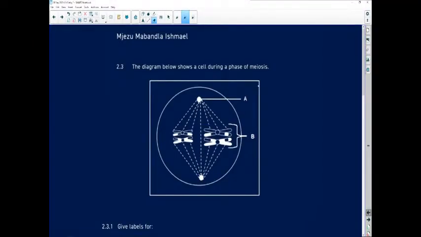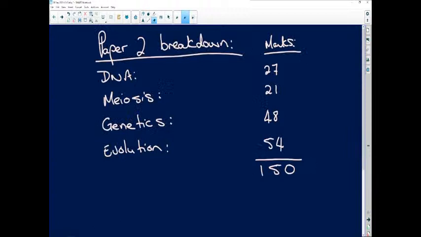And that's for your revision at the moment. And we're working towards your life sciences paper 2. So what I want to show you is the breakdown. For the paper 2 breakdown, your marks have changed. Because remember, meiosis used to be in paper 1 and in paper 2. They've taken meiosis out of paper 1, so it's only in paper 2.